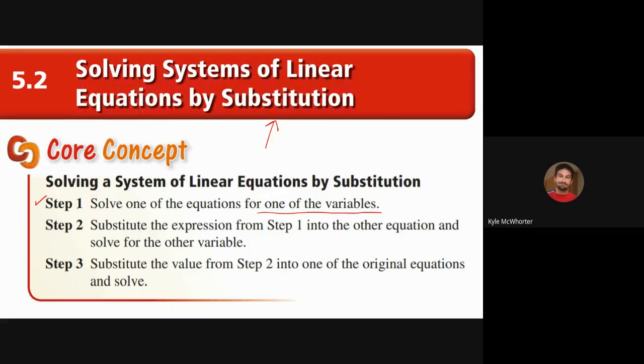So one equation, solve for one of the variables, and that just means to get one of the variables by itself in one of those equations. Once you have a variable by itself, it's either x equals some stuff or y equals some stuff. Then what you can do is substitute whatever that stuff is that y equals in for y in the other equation.